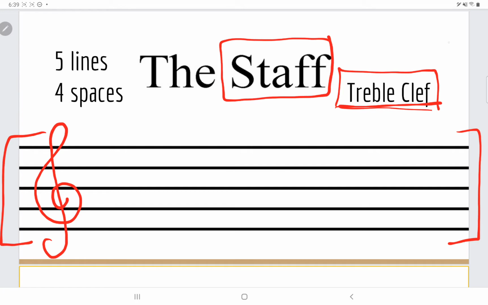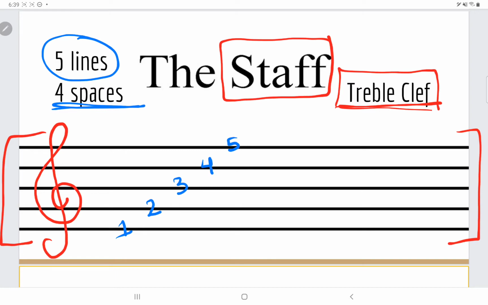The other important thing you're going to see on our staff where our music lives are 5 lines and 4 spaces. So before we talk about the spaces, let's count these lines. Whenever we talk about these lines, we always want to start from the bottom. So let me start from the bottom. We have line 1, line 2, line 3, line 4, and line 5. Notice I always started from the bottom. We don't want to start from the top whenever we count our lines. We always want to start from the bottom and build our way up.